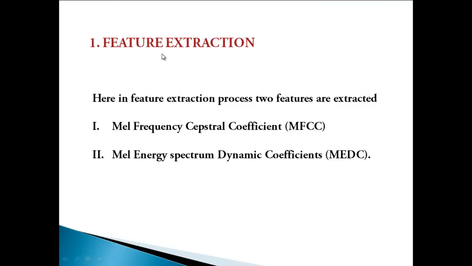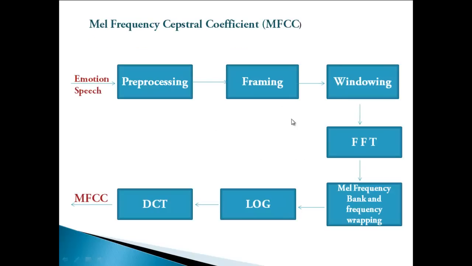The first one is feature extraction. In this feature extraction, the two main coefficients required are MFCC and MEDC. MFCC stands for Mel frequency cepstral coefficients. First, our emotion speech is given as input, then it is pre-processed, where we try to clear the noise. Then we split it into a number of frames in the framing process, and after framing we cut the edges using specific algorithms in windowing. After that we do fast Fourier transformations, and some coefficients are extracted. These are sent into different Mel frequency banks, and from there we do some mathematical calculations to obtain the Mel frequency cepstral coefficients.